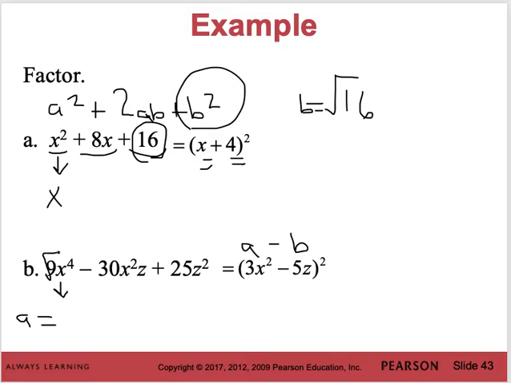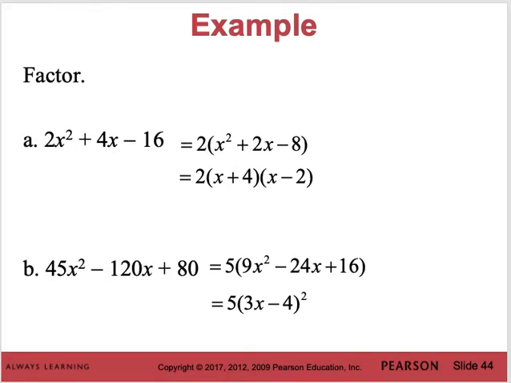What's the square root of 9? 3. And what's the square root of x to the 4th power? Well, that would be x squared. Okay. This is b squared. If that's b squared, then what's b? Let's take the square root of it to figure that out. Square root of 25 is 5. And the square root of z squared, well, that cancels out, remaining with just a z. So 5z is our b. And we can plug those into a minus b and put our squared sign on the outside of our parentheses.